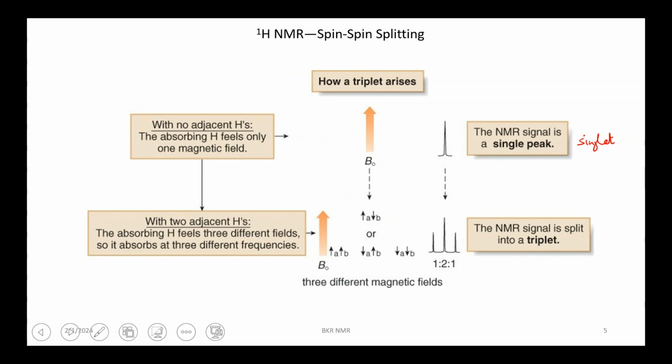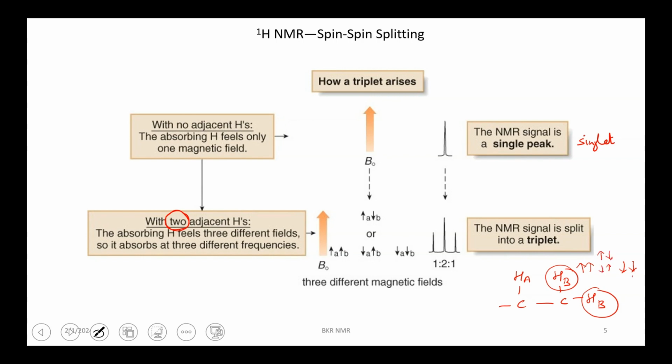Suppose I have two neighboring hydrogens. I have a hydrogen A and two adjacent B hydrogens. Now, both the B hydrogens can either oppose the external field, align with the external field, or one can align and the other oppose.